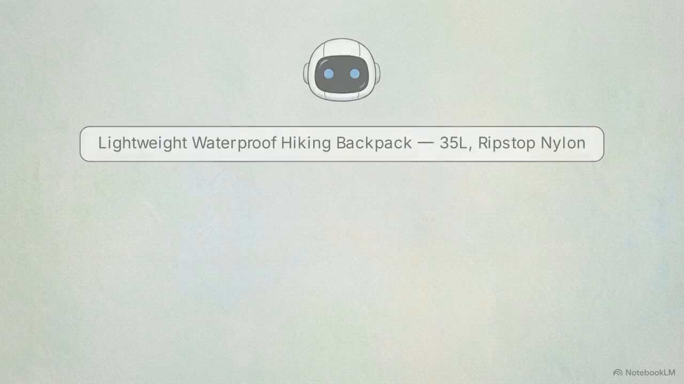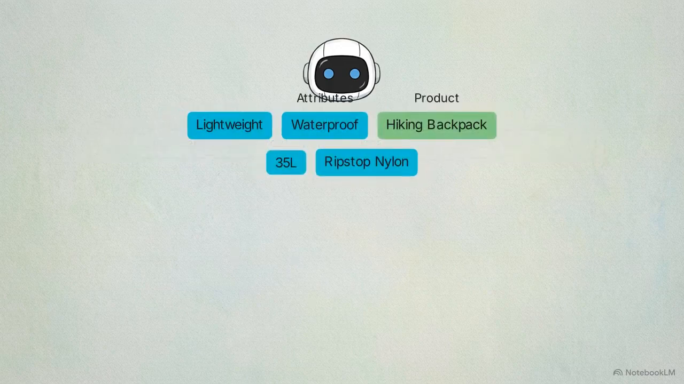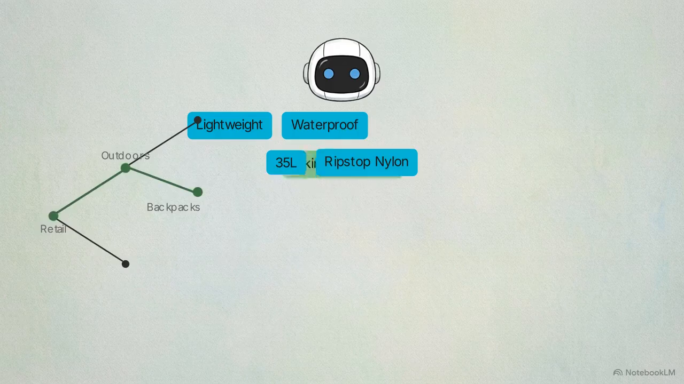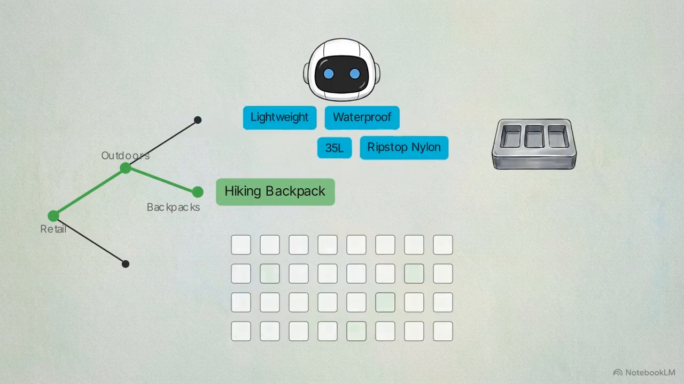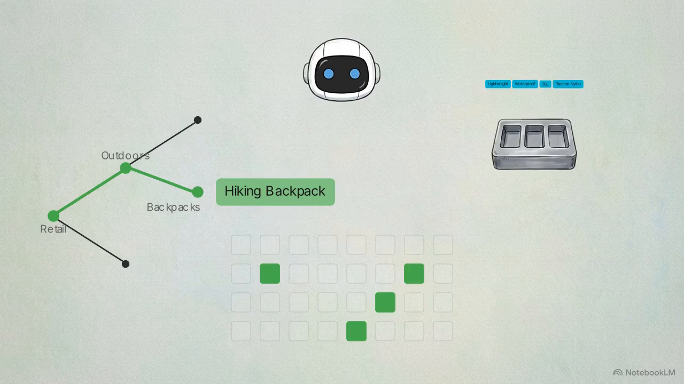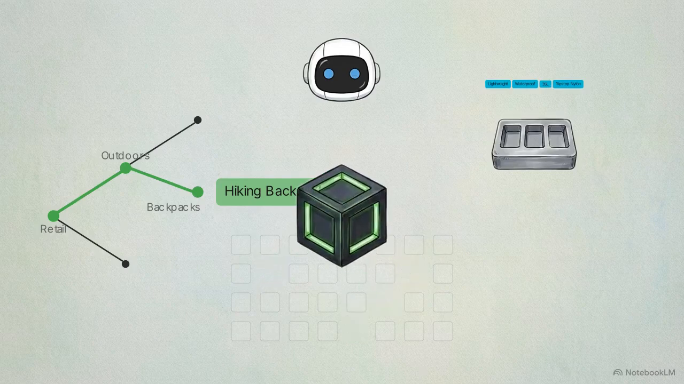Use a specific formula: product, key attribute, and brand. A title like Lightweight Waterproof Hiking Backpack gives immediate clarity. The agent isolates the first segment to categorize the product type. It then extracts attributes like volume and material to filter out non-matching products.